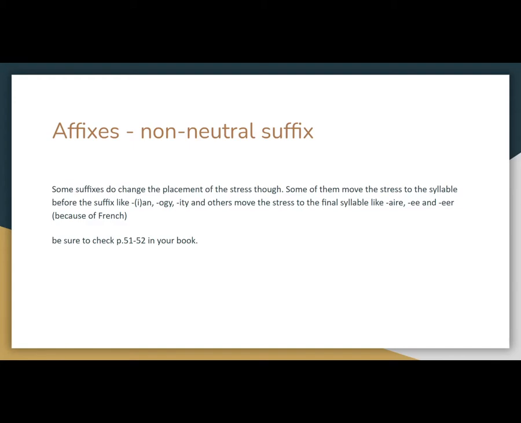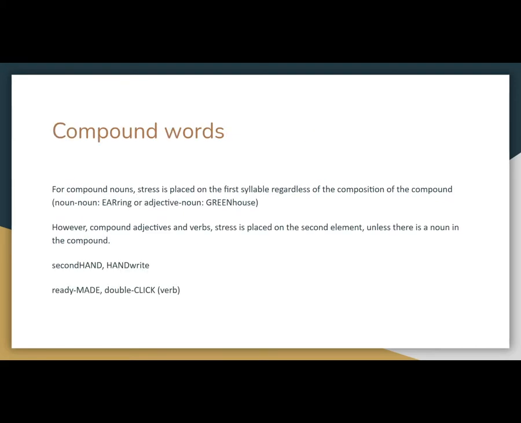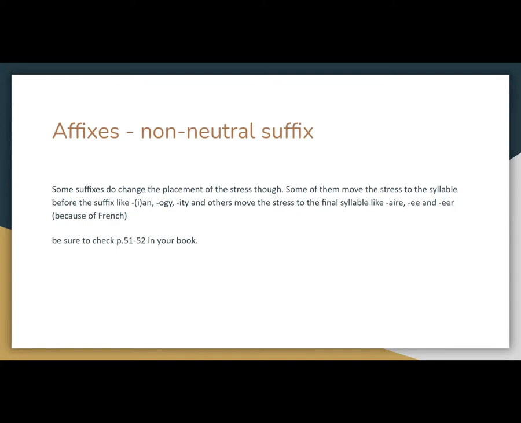Some suffixes do change the placement of stress, though, and some of them move the stress to the syllable before the suffix, like -ic, -ogy, -ity, and others move the stress to the final syllable, like -aire, and that's because of French, the French influence on English. So, for example, million, millionaire. That's French. It's French based, so they're taking it there.